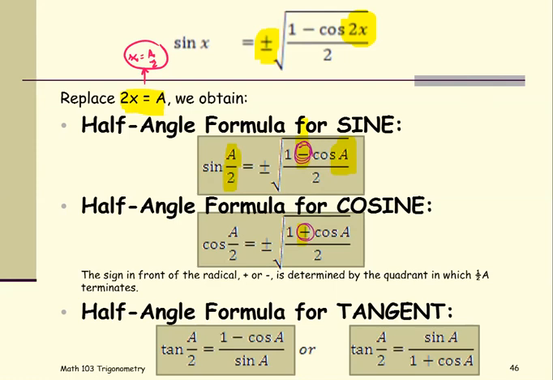The half angle formula for the tangent is either 1 minus cosine A over sine A, or sine A over 1 plus cosine A.